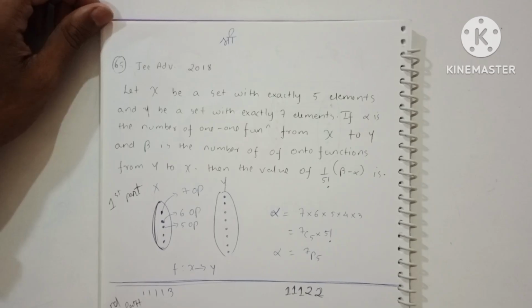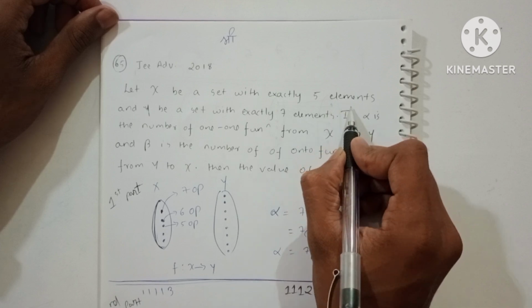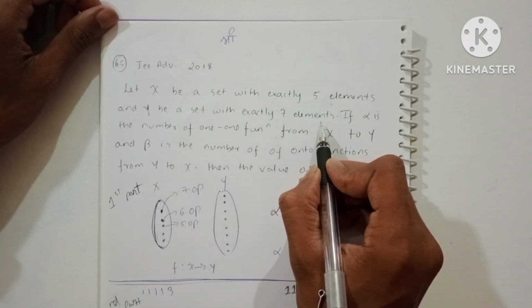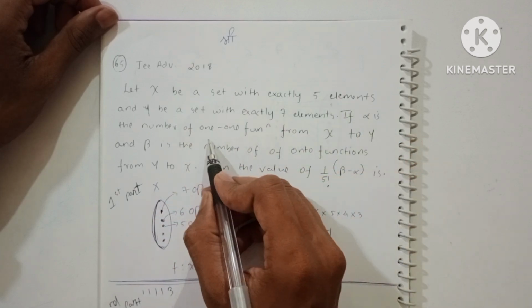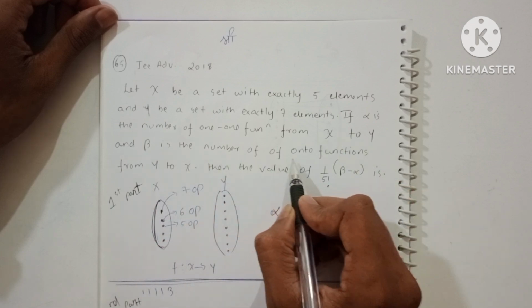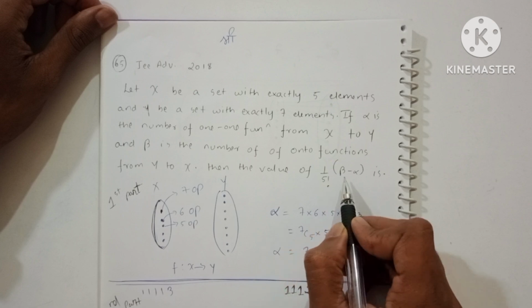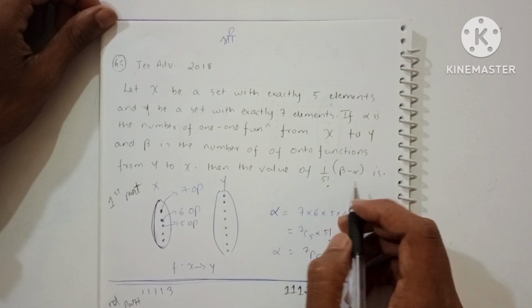JEE Advanced 2018. Let X be a set with exactly 5 elements and Y be a set with exactly 7 elements. If alpha is the number of 1-1 functions from X to Y and beta is the number of onto functions from Y to X, then the value of 1 by 5 factorial into beta minus alpha is.